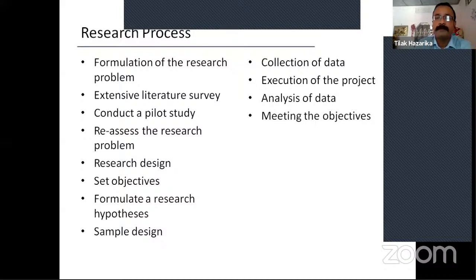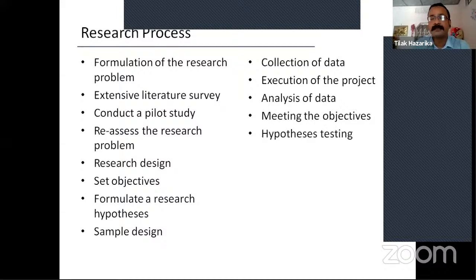And we have to go for meeting the objectives. So whether my study has justified the objectives, we have to accept or reject the objectives based on the hypothesis we have set, and we have to ultimately come to the conclusion.